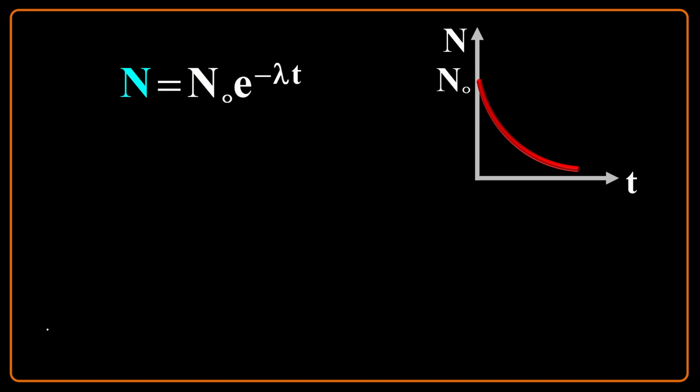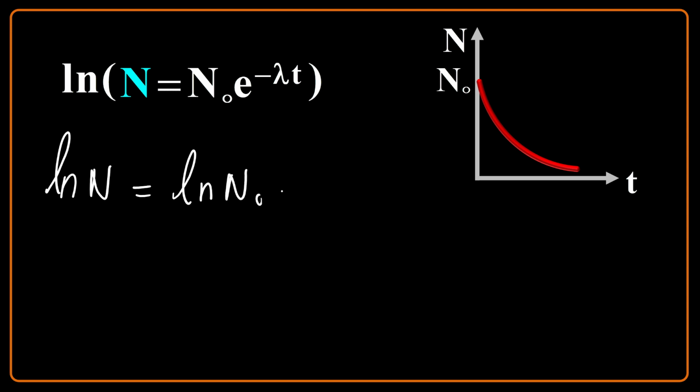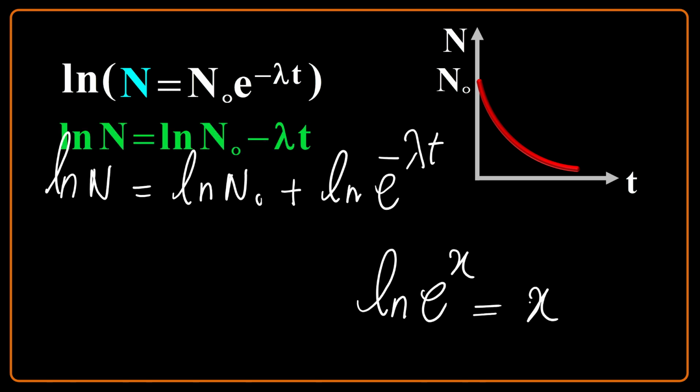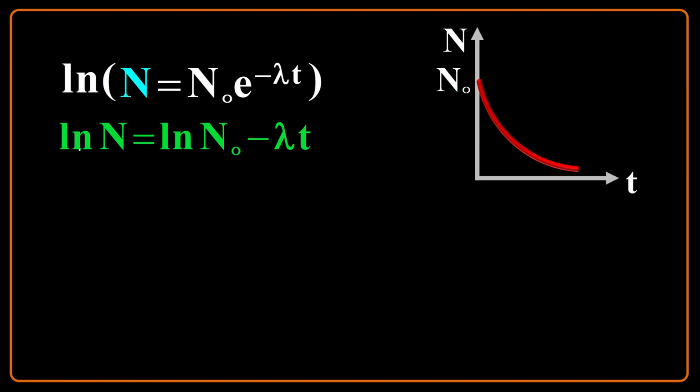I should first get rid of the Euler number. The best strategy is taking the natural logarithm from both sides, ln. If I take that, I will have ln of N on the left side, and on the right side ln of N0 plus ln of e to the power of negative lambda t. We know that the natural logarithm of e to the power of x is x. So easily we get ln N equal to ln N0 minus lambda t.